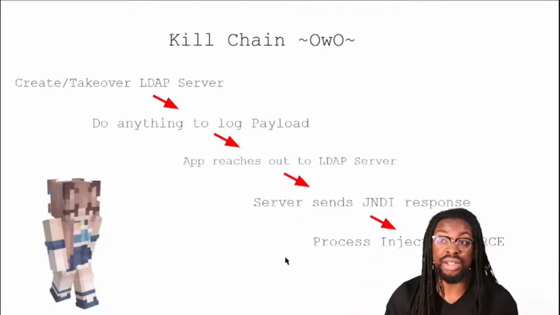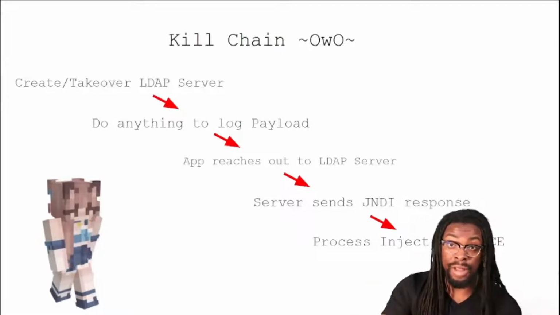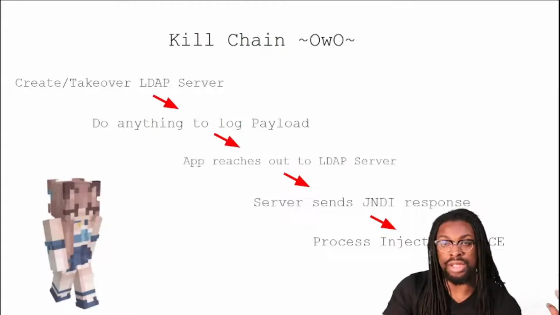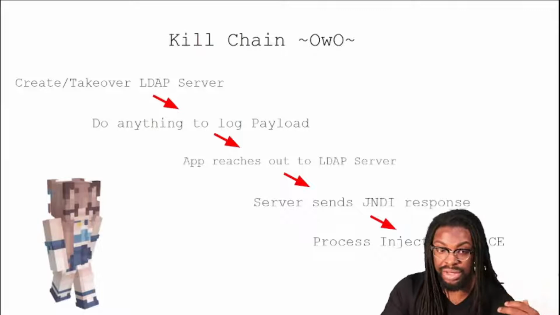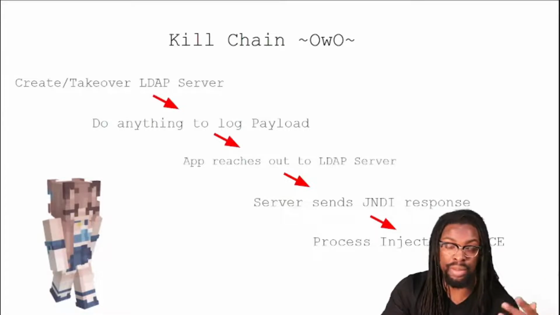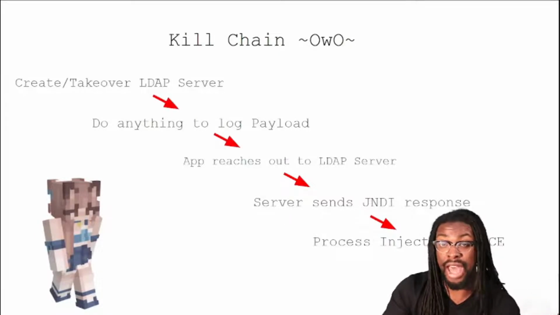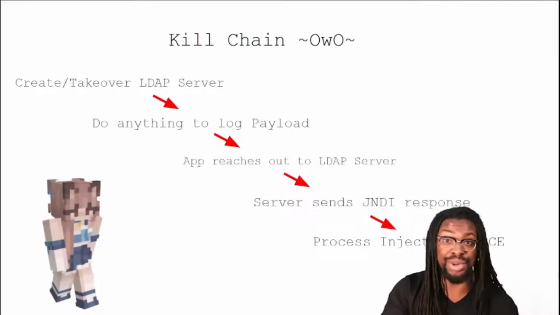Now we go on to the kill chain. And this is for Log4Shell specifically: you either spin up your own local LDAP server or you take over someone else's. Then you do anything within the context of the app that will cause it to log. This could include just modifying the body of a post request, but most often what you'll see in the wild is just modifying the header. A header that almost always gets logged is the user agent.